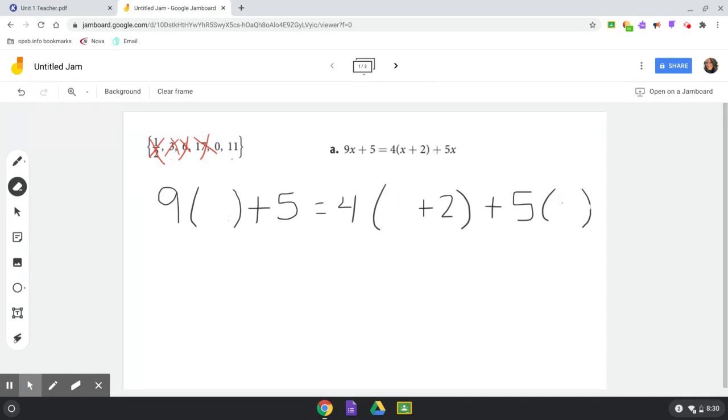All right, 0. 0 is always the easiest. If you can ever substitute in 0, do 0. 0 is easy. You'll see why. 9 times 0 is 0. 0 plus 5 is 5. So I'm left with 5 on the left side.